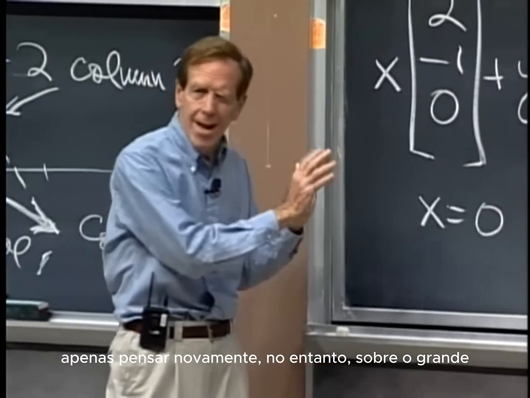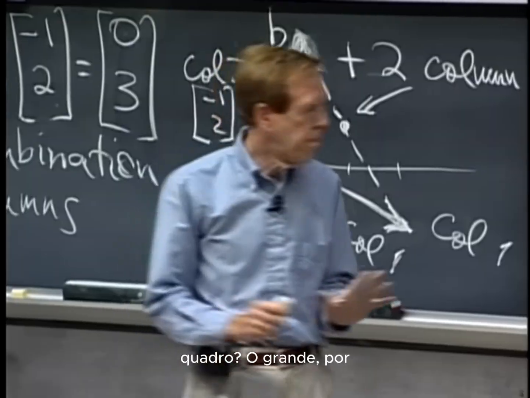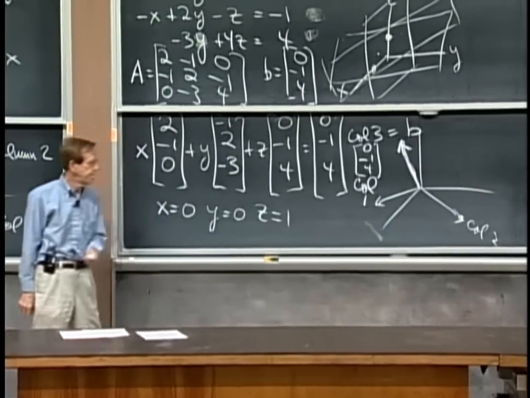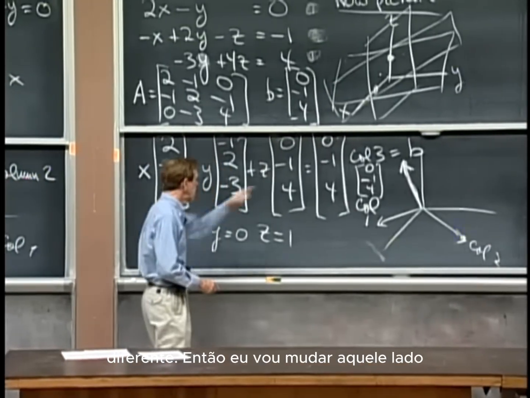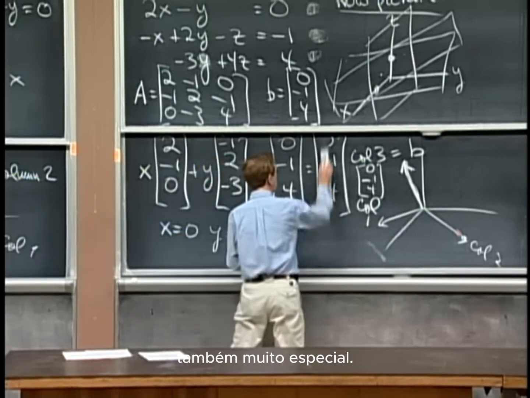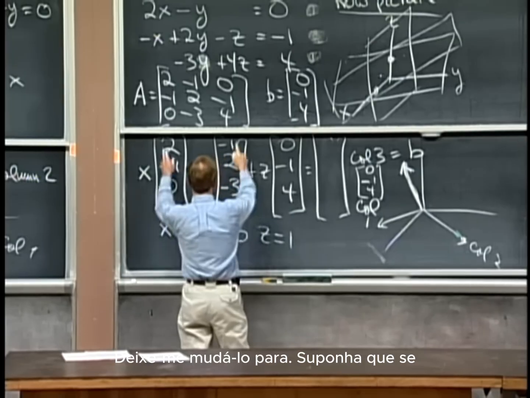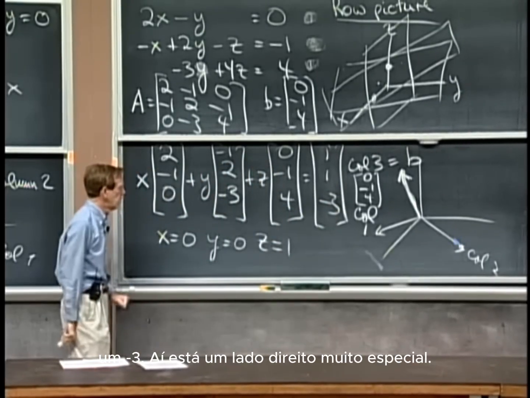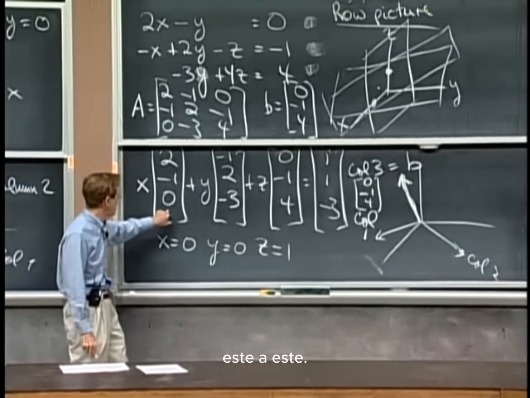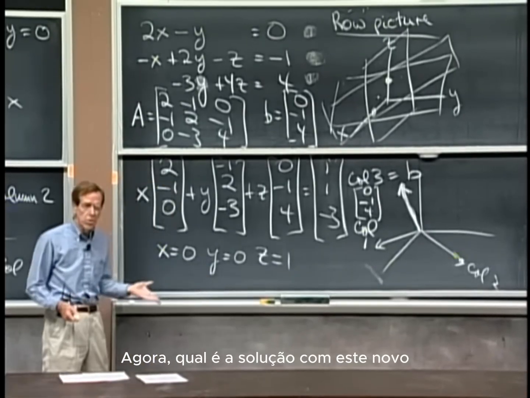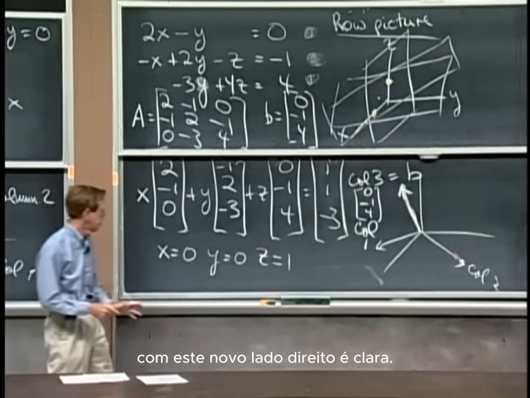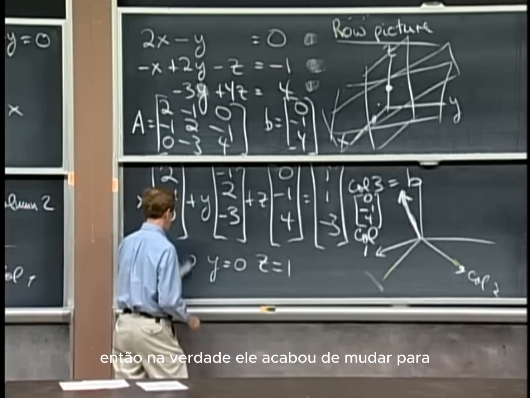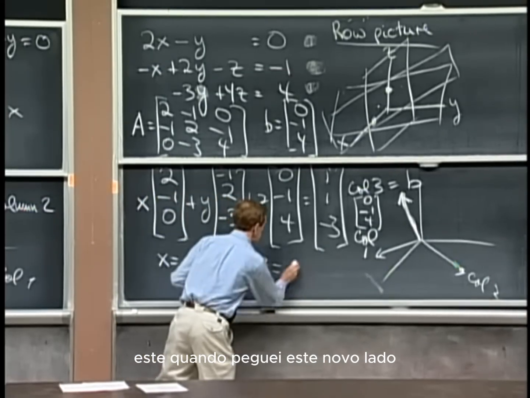Can I just think again, though, about the big picture? By the big picture, I mean, let's keep this same matrix on the left, but imagine that we have a different right-hand side. Oh, let me take a different right-hand side. So I'll change that right-hand side to something that actually is also pretty special. Suppose I add those first two columns, that would give me a 1 and a 1 and a minus 3. There's a very special right-hand side. I just cooked it up by adding this one to this one. Now, what's the solution with this new right-hand side? The solution with this new right-hand side is clear. Now I took one of these, and none of those.